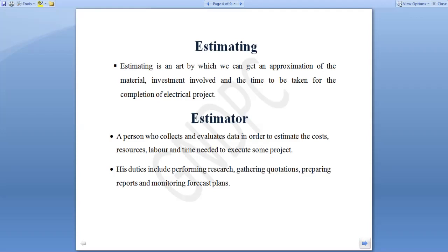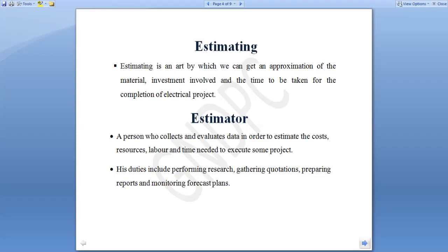Preparation of good estimates is a professional's job, which actually requires knowledge of the materials and methods to deal with economics. So we can define a person doing everything related to it as an estimator. An estimator is a person who basically collects and evaluates the data in order to estimate the costs, resources, labor, and time needed to execute some project.